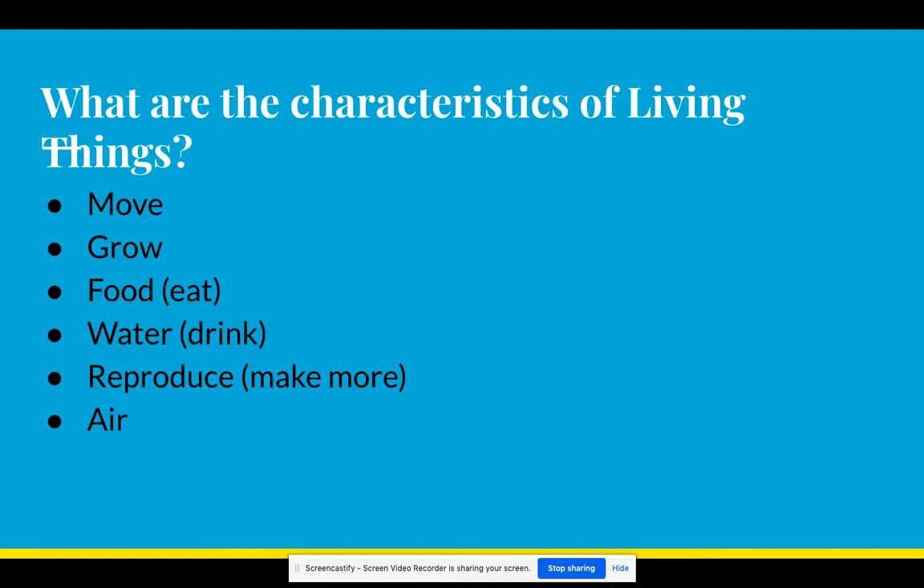So, what are the characteristics of living things? Well, living things, like we learned, they move, they grow, they eat food, they drink water, and they make more, so they reproduce, and they also need air. So, all of these are characteristics of living things. They help you figure out if something is living or non living. But we'll learn more about that later.